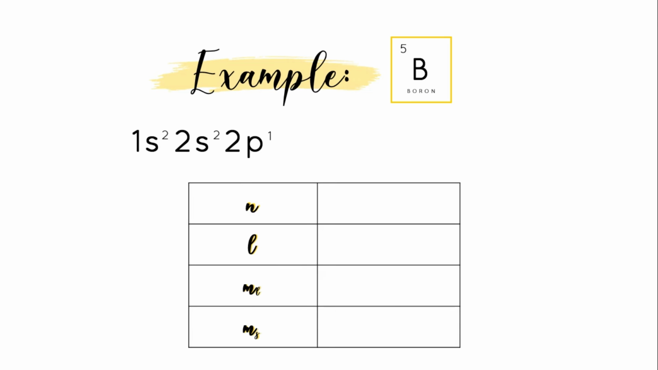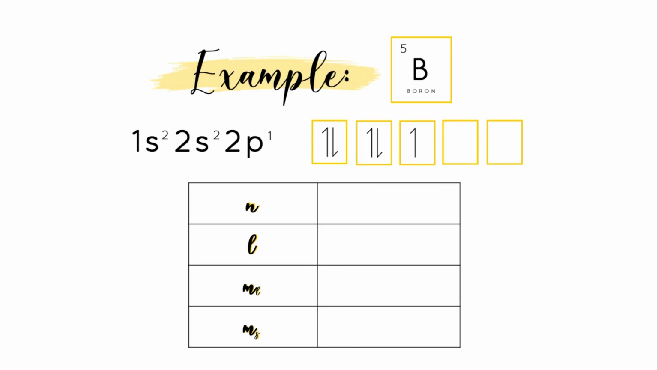For our orbital diagram, we're going to start with 1s2. We draw one box and then 2 electrons, 2 arrows. 2s2, one box again, then 2 arrows. And for 2p1, since we're dealing with the p subshell, we need to draw 3 boxes: 1, 2, and 3. Since it is 2p1, the superscript is 1, therefore it holds only 1 electron. So we only need to draw 1 arrow, like this.